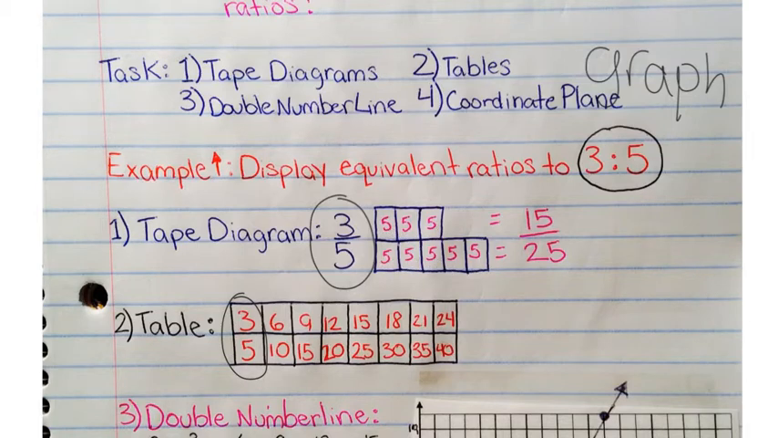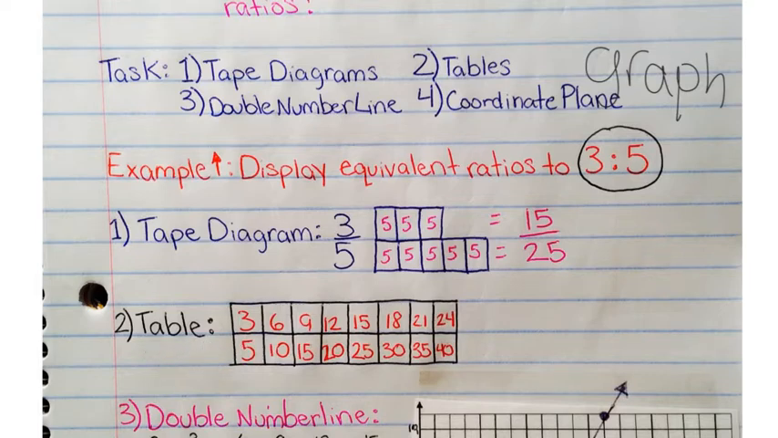Now this is a really awesome model in order to visualize one specific equivalent ratio. The one specific equivalent ratio we're showing here is 15 to 25. However, tape diagrams aren't great models if we want to show a list of equivalent ratios. Best way to display a list of equivalent ratios is by using a table.